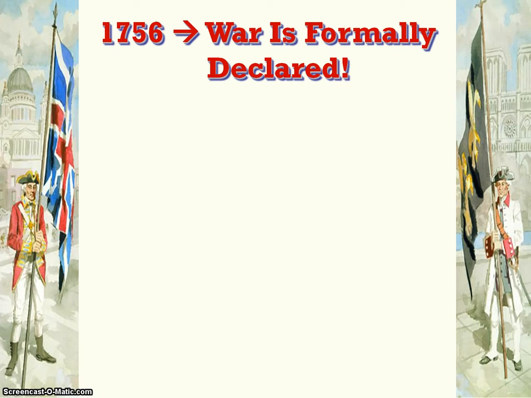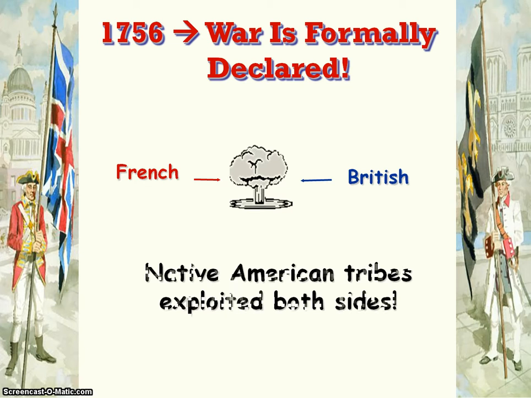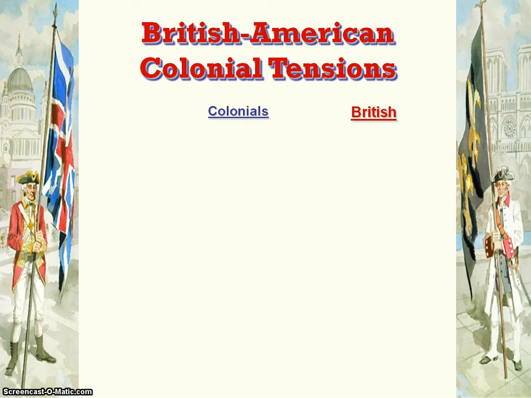But in 1756, war is formally declared, and France and Britain would clash in the Seven Years' War, and the Native American tribes would basically be exploited on both sides. Every party was involved on both sides. The Iroquois weren't sure which side they were going to be on, and some of them started to split up, but that played kind of a big role.